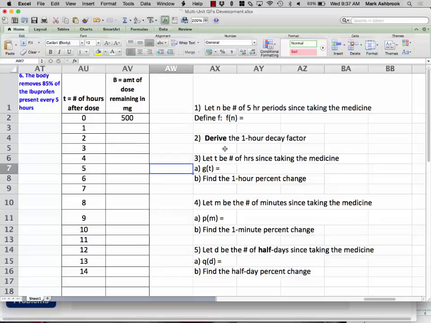What would a function be? I think you guys should just work on this. Okay, no, we'll do the beginning together. All right, so n is the number of 5-hour periods, so we need a function f of n that gives the amount of dose remaining in milligrams given this setup. So n is the number of 5-hour periods, and the body removes 85% every 5 hours. So function f of n.